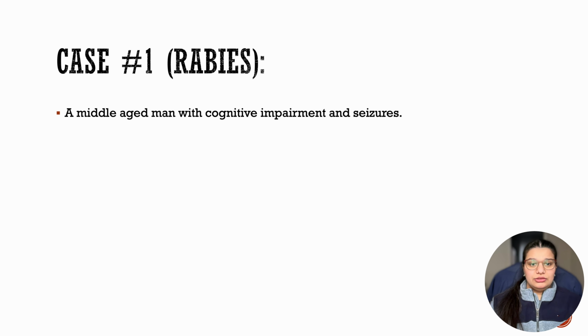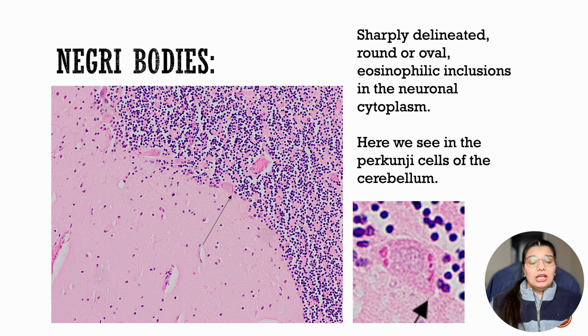So, what is rabies? Just give me a minute, I'll change the pointer. Okay, so this is rabies. How this patient presented: it was a middle-aged man with cognitive impairment and seizures. So on H&E, what we saw were the Negri bodies. Before diving into what Negri bodies are, I'll tell you what we're seeing on this microscope.